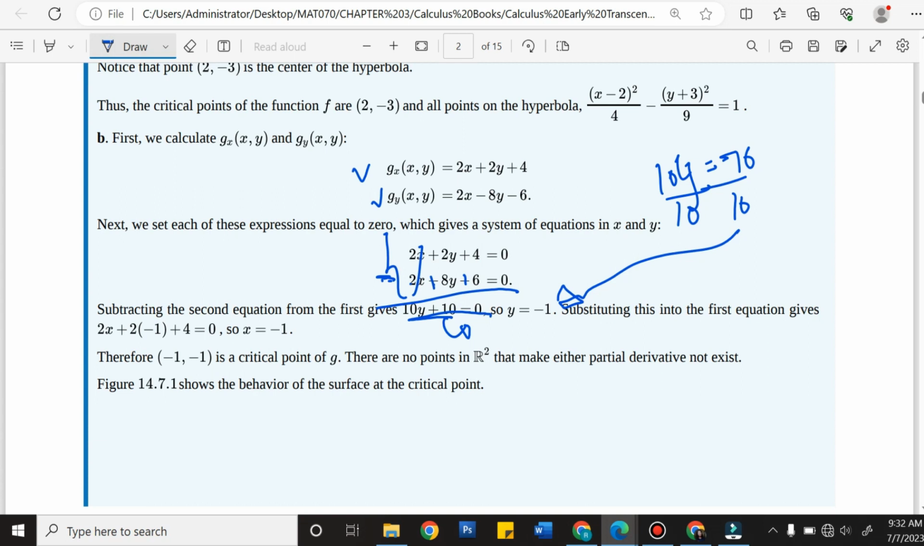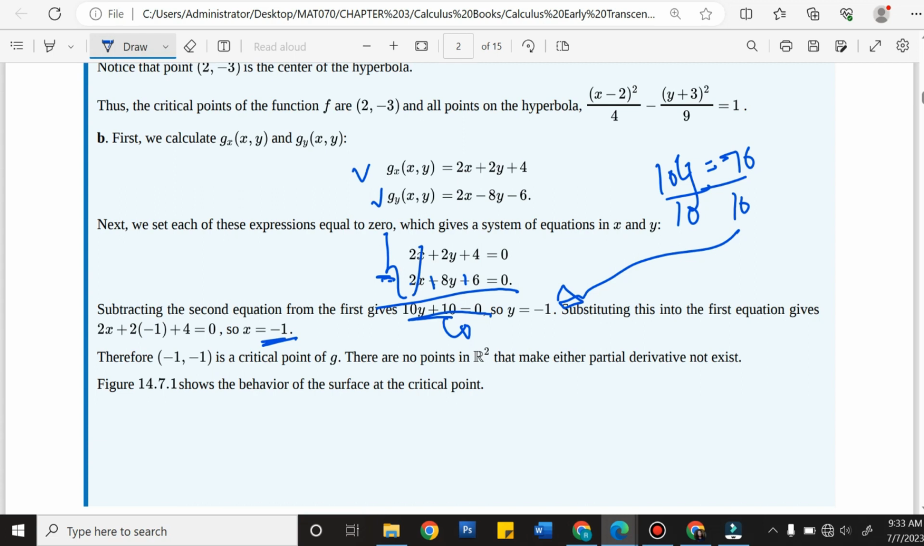Now, substituting si y gikan sa ato ang equations from either equation 1 or 2 since ang giingon sa condition kay equal man sila. Substituting that, you will have x is negative 1. So we have the critical point of g is negative 1, negative 1.